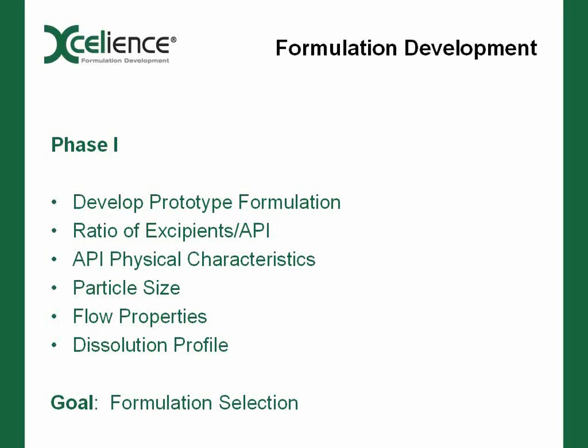We want to start to identify the API physical and chemical characteristics to understand how this material is going to behave. We want to look at the particle size of the material and the flow properties, and we're also trying to hone in on what dissolution profile we're looking at. So basically, by the end of phase 1, we pretty much want to have our prototype formulation selected.